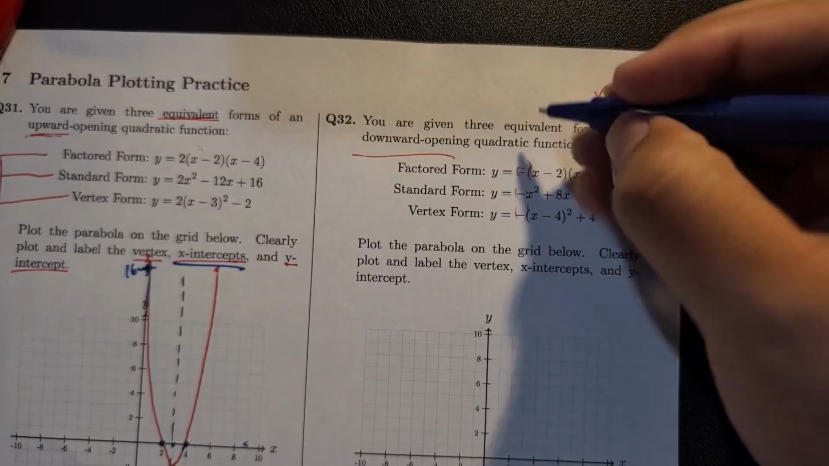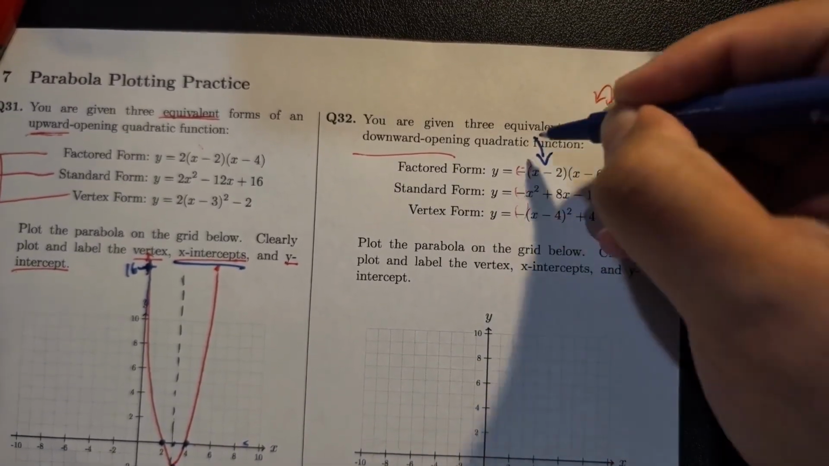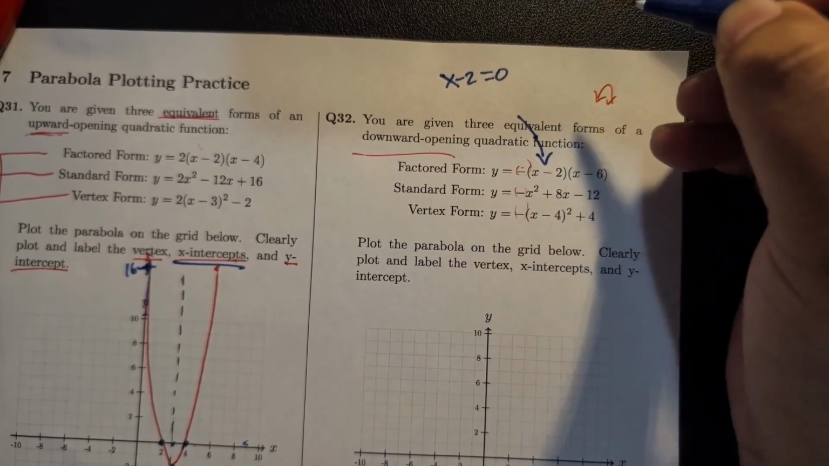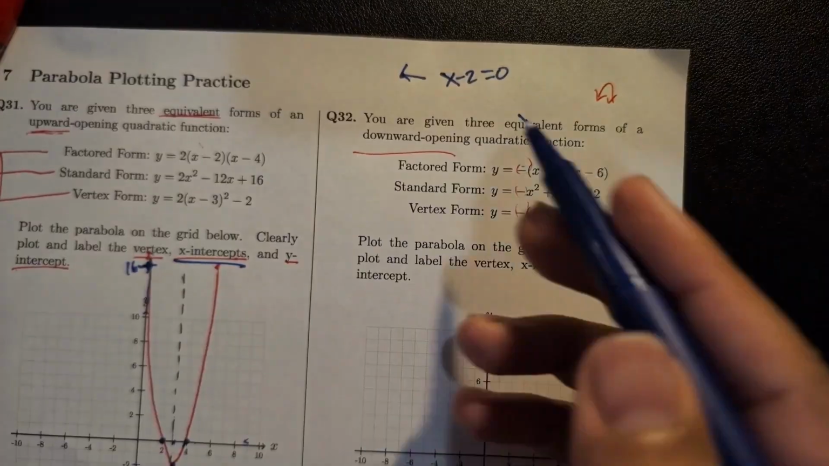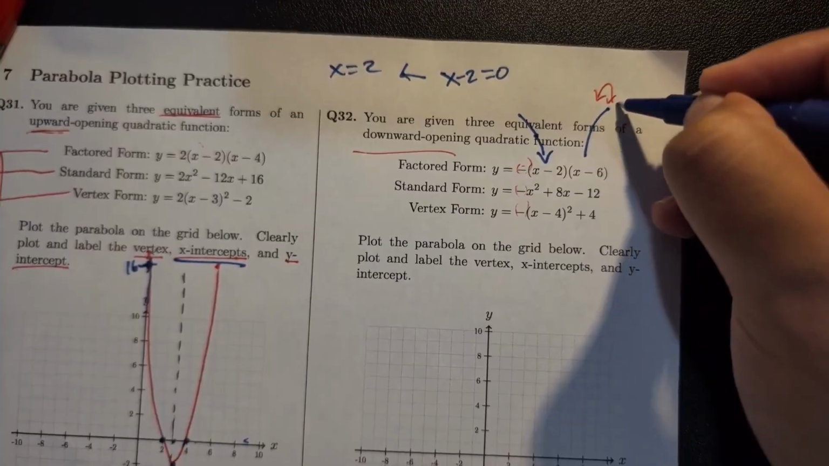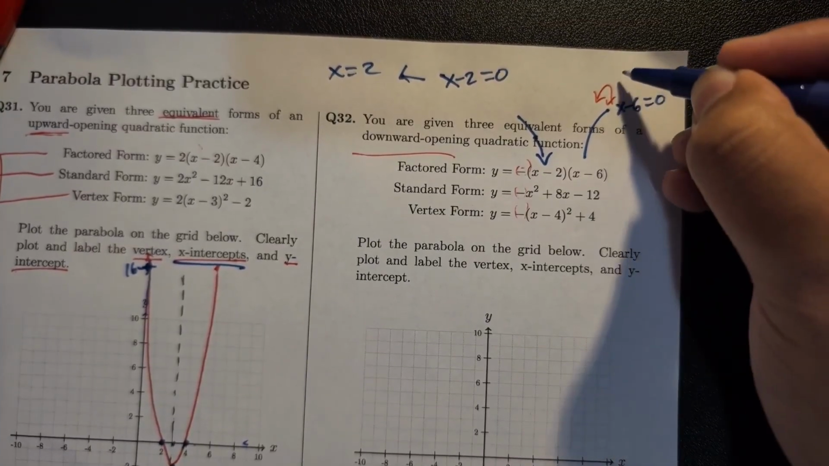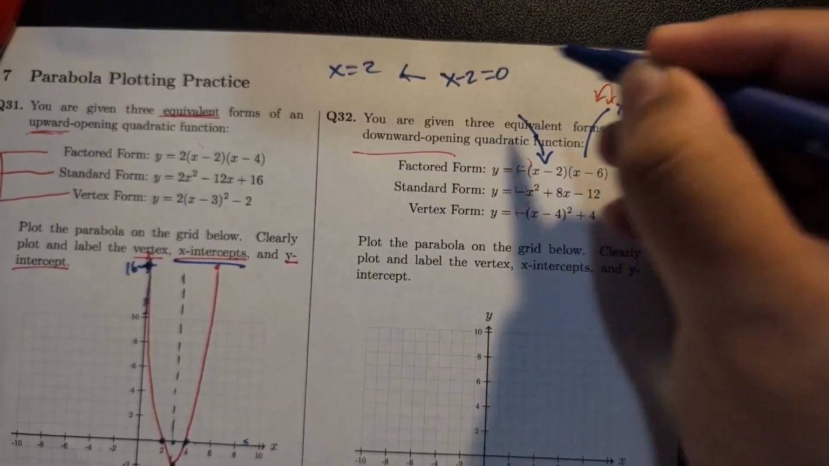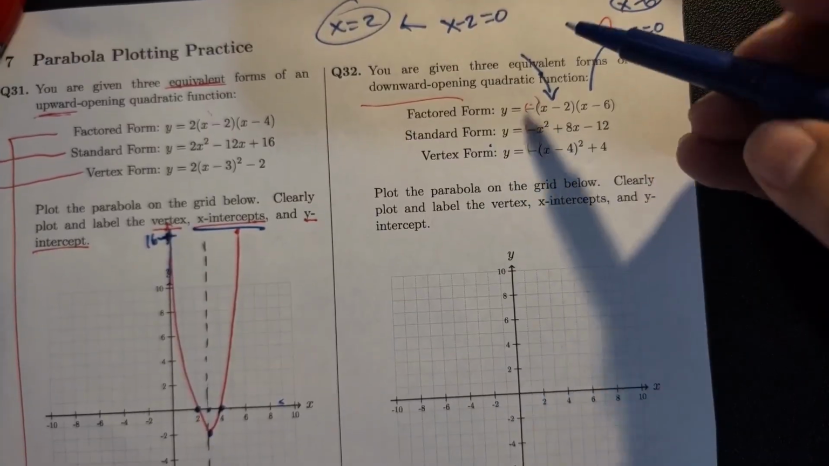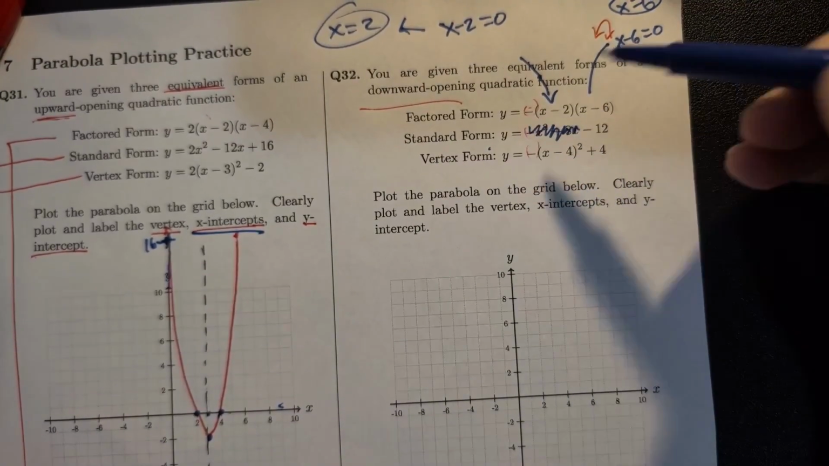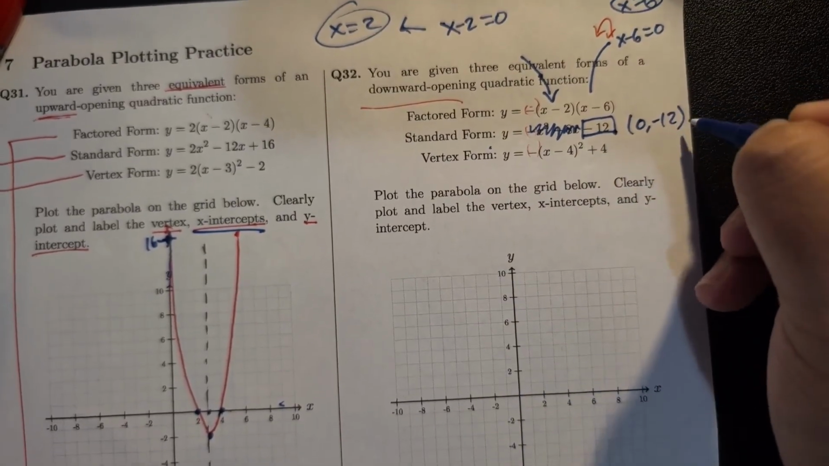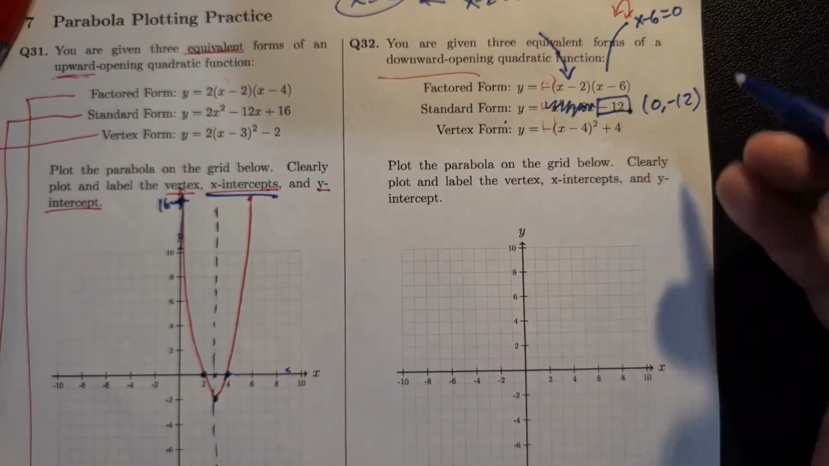Let me write it in marker. So this one, x minus 2, set it equal to 0, and then solve for x, meaning x equals positive 2. This one, x minus 6, set it equal to 0, get x equals 6. Those are your x-intercepts. Standard form: you don't even need all this. The only thing you need is that negative 12. That is (0, negative 12). That's your y-intercept.